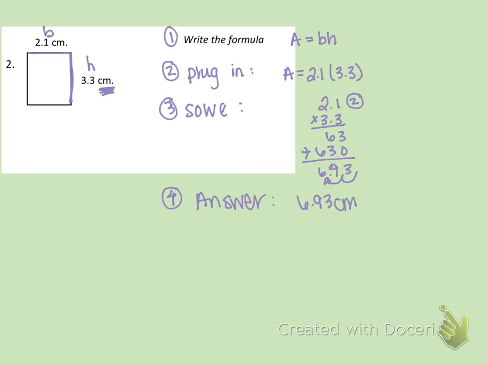And then what do we always put? I forgot A equals. What do we always put above our unit? And that is squared. And then we are going to box our answer.